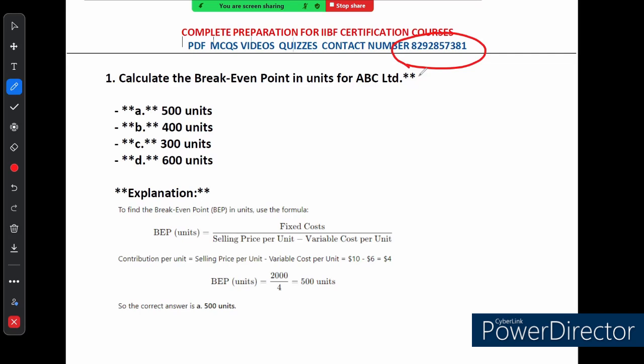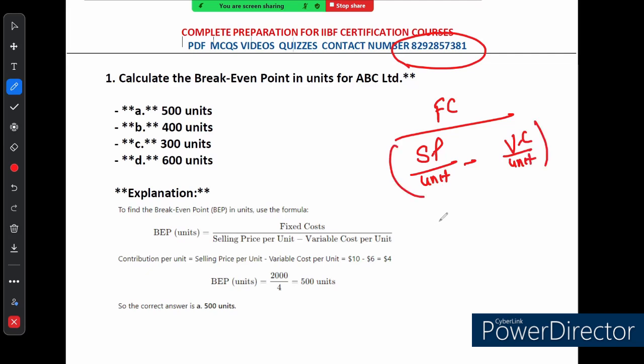Now let's come back to this particular question. We have to calculate the break even point in units. First of all, we will go through the formula, that is fixed cost divided by selling price per unit minus variable cost per unit, right? So this is how we calculate the break even point, by using the formula.